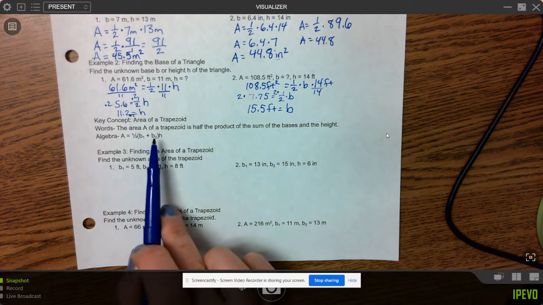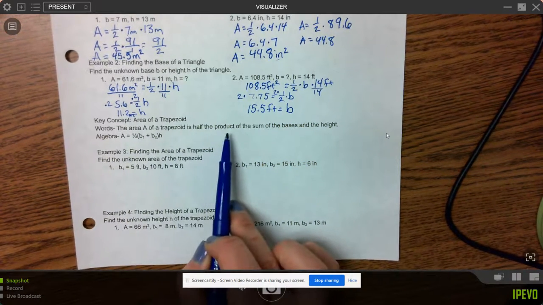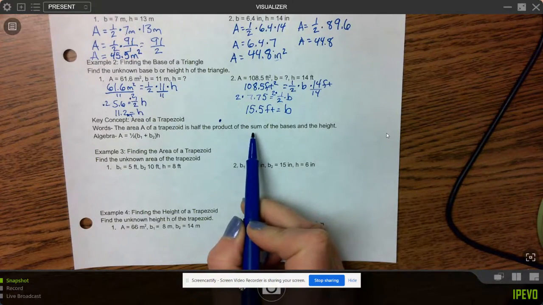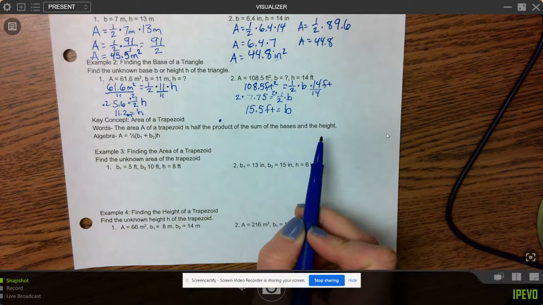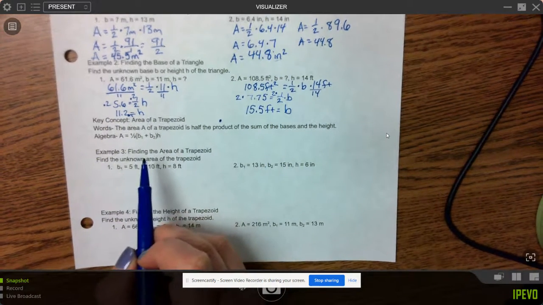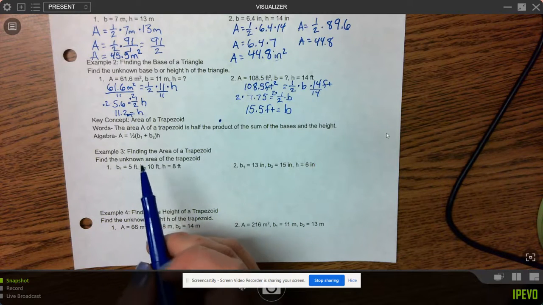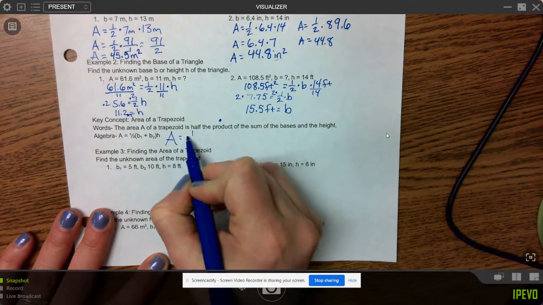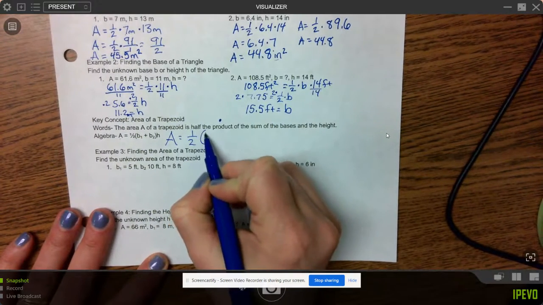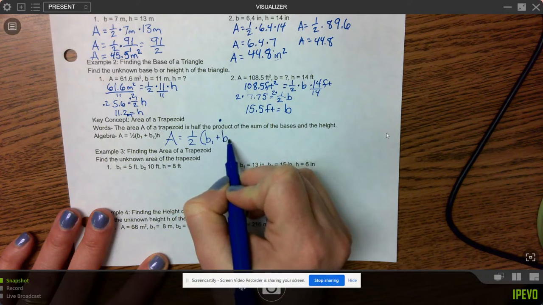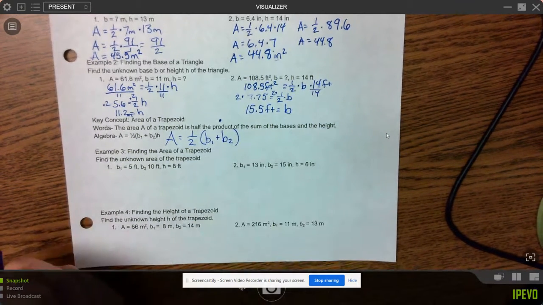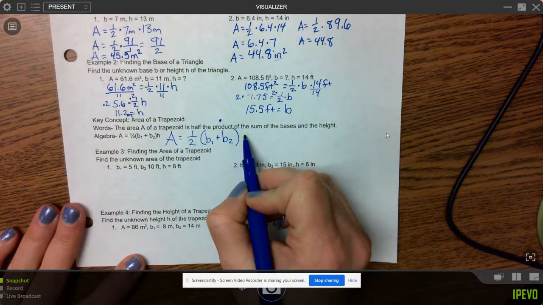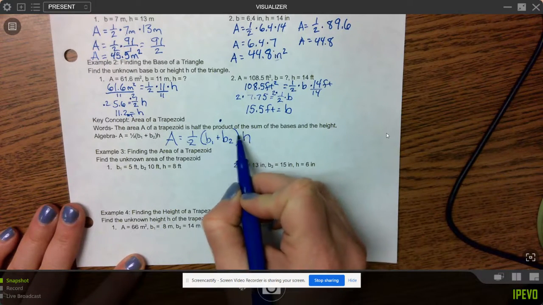So the area of a trapezoid is half the product. Remember, we talked about product meaning multiply, the sum of the bases, and the height. So look at how this equation looks. Oh boy, this equation looks a lot different. I'm going to write it bigger for us. The area equals 1/2 of base 1 plus base 2. So we have to add up both of those lengths. We're going to divide it by 2, times it by the height.